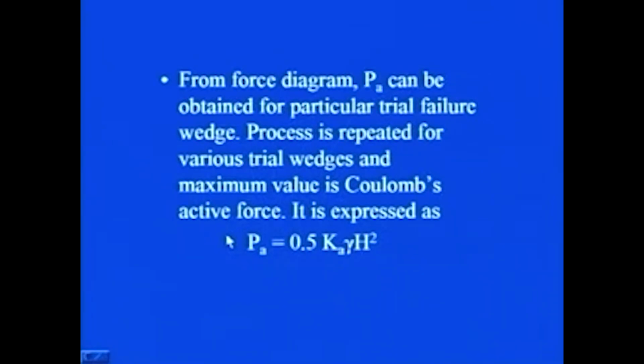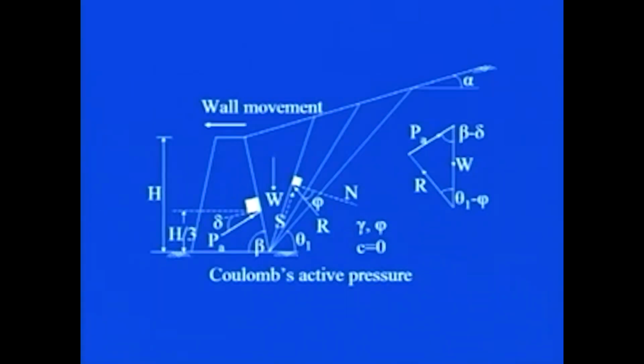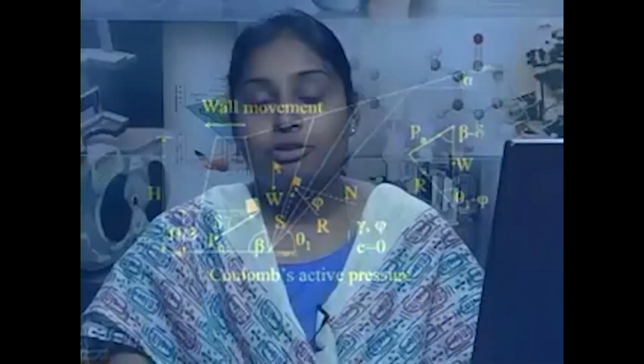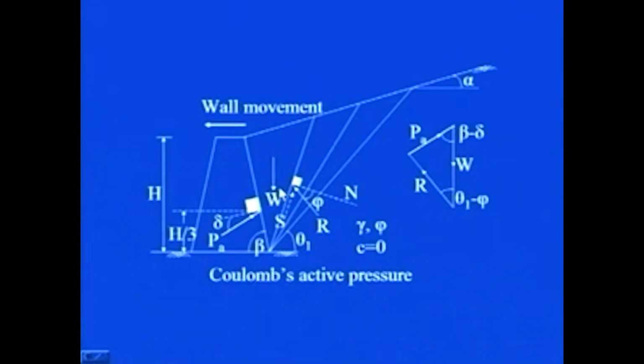Now, from these three forces we can draw the force diagram, and then PA can be obtained directly for any particular wedge. I will show how to draw this force diagram, because once you know the force diagram, simply by measuring any particular length you can know the magnitude of that particular force. Now let us try to see how we can draw this force diagram.